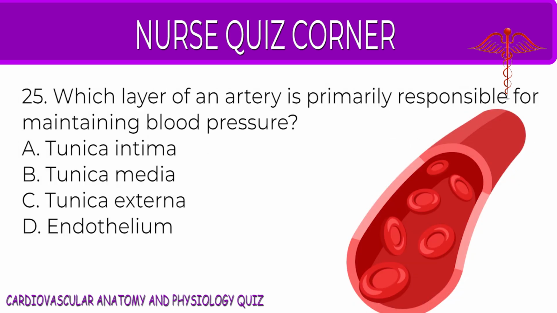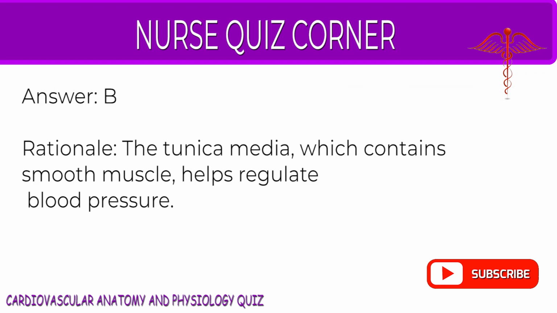25. Which layer of an artery is primarily responsible for maintaining blood pressure? A. Tunica intima. B. Tunica media. C. Tunica externa. D. Endothelium. Answer B. Rationale. The tunica media, which contains smooth muscle, helps regulate blood pressure.